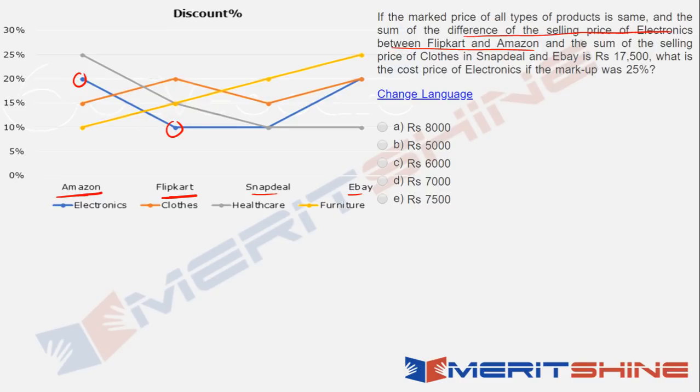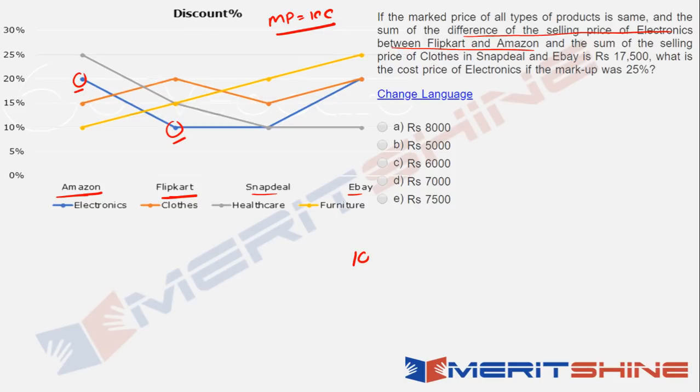If I'm talking about the difference in the selling price, you can clearly see that if the marked price is the same, I'm saying all the marked price is 100. So what would be the selling price here? 100 minus 20, that's 80. This is 100 minus 10, 90. So you clearly know that this first value, if I take all the marked prices as 100, would be 10 here, because one would be 90, another would be 80 here. So this is the first value.